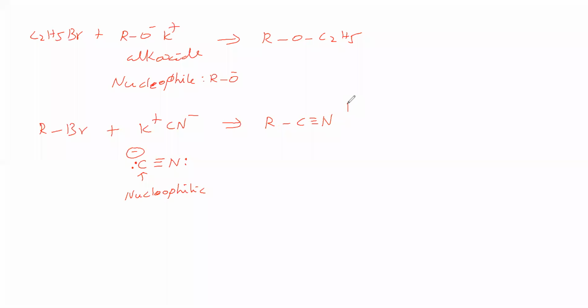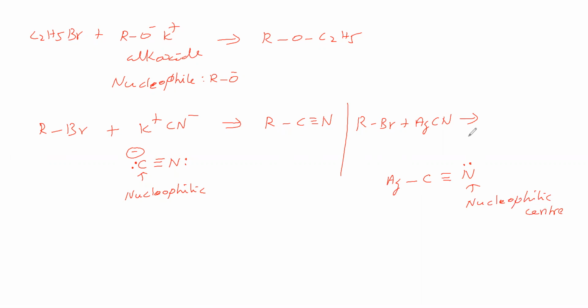Okay. Now we will see alkyl halide with AgCN. We will write it as AgCN like this. That N is a nucleophilic center in this case. Therefore, we will get R-NC, isocyanide. So in potassium cyanide, carbon is the nucleophilic center, therefore we will get a cyanide compound. In AgCN, N is the nucleophilic center, so we will get isocyanide.